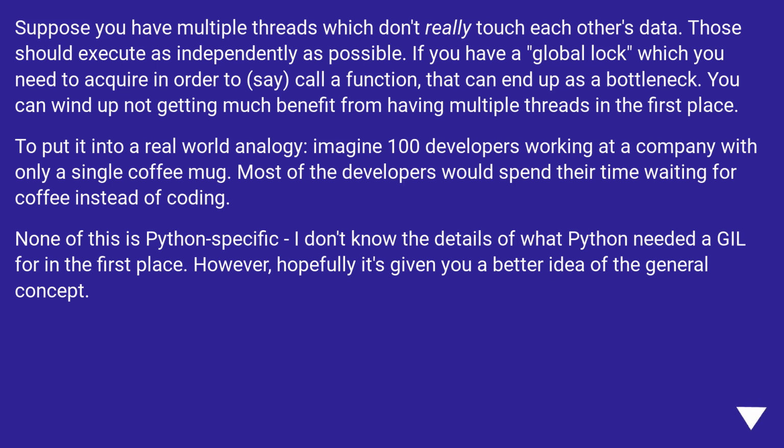To put it into a real-world analogy, imagine 100 developers working at a company with only a single coffee mug. Most of the developers would spend their time waiting for coffee instead of coding. None of this is Python specific. I don't know the details of what Python needed a GIL for in the first place. However, hopefully it's given you a better idea of the general concept.